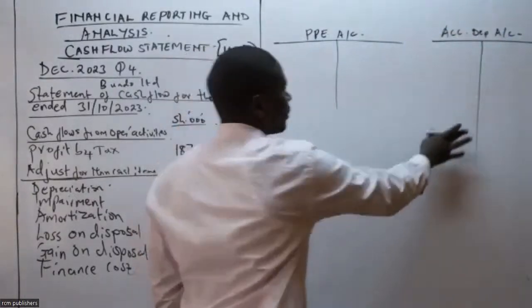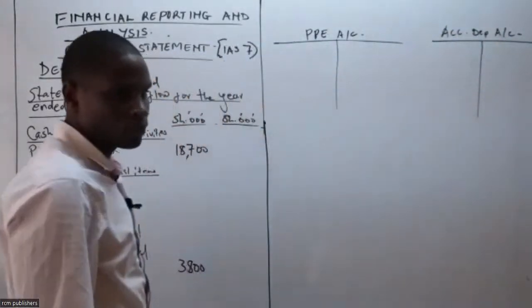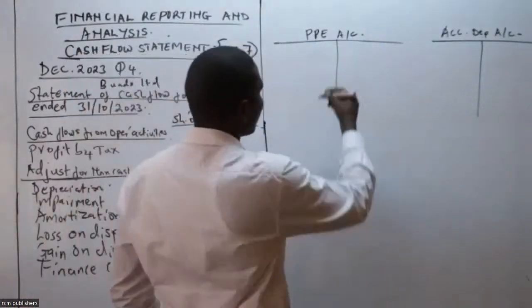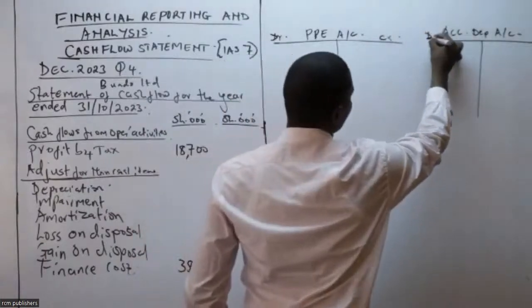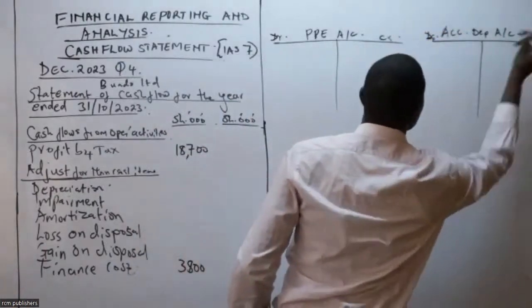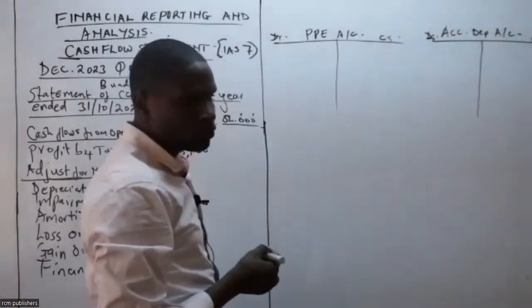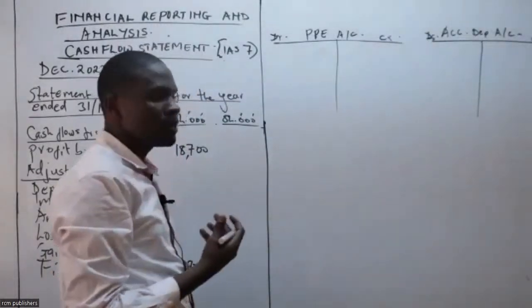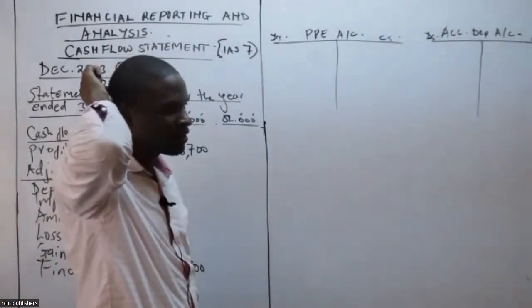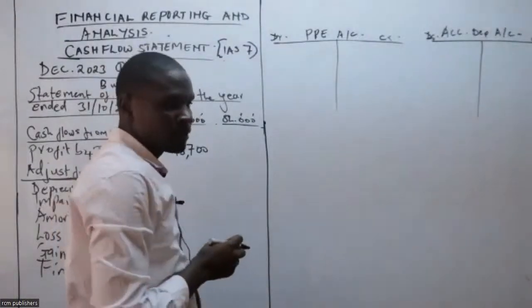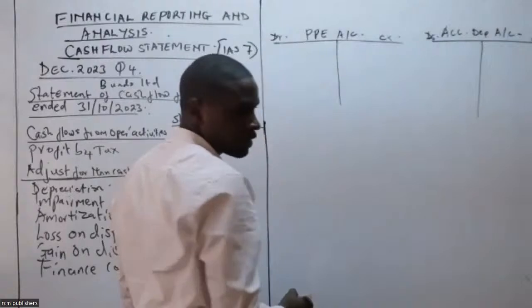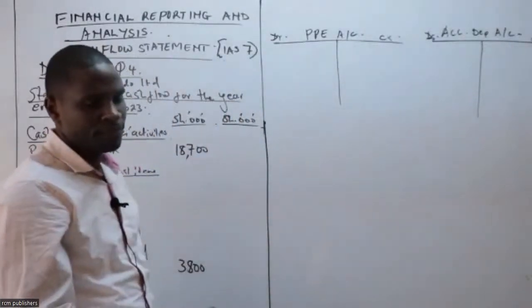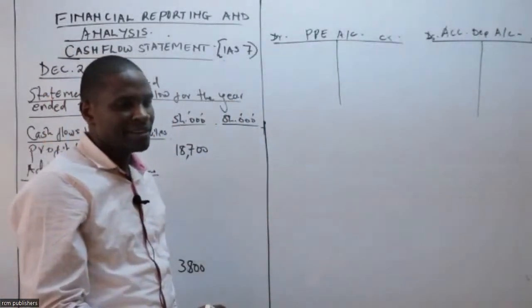I remember I gave some people this work to go and do, debit, credit. So somebody tell me, my PPE account, does it have a debit balance or a credit balance? PPE account, debit or credit, very fast.